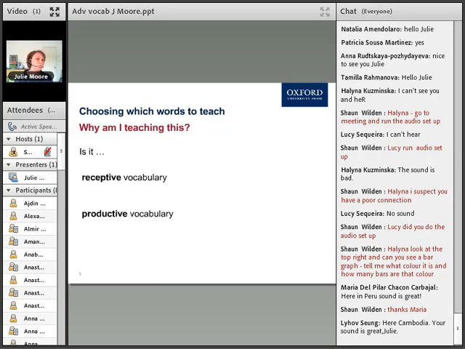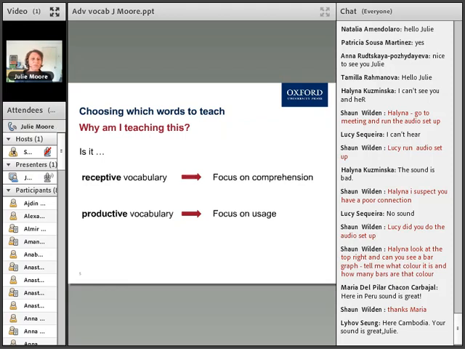Is this vocabulary that we think will be useful for our students to recognize? Words they might come across when they're reading or listening to things or watching films or TV. Or is it productive vocabulary? Is it words and expressions that we think will be useful for our students to use for themselves in their own speaking and writing? Now that's not always a clear-cut distinction. We can't always predict what's going to be useful for our students to use productively, but we have a pretty good idea of what our aims are here.